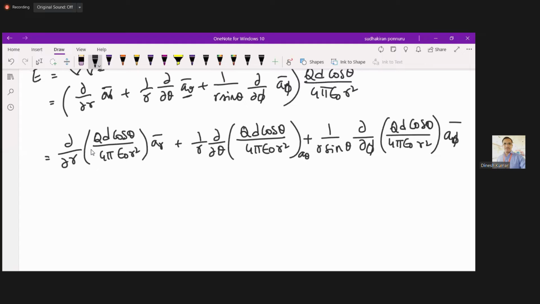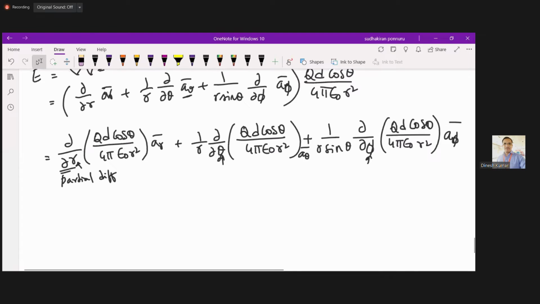Here we are doing dou by dou, which means partial differentiation. Whatever the variable is, here the variable is r, so the remaining terms become constant. Here the variable is theta, so the remaining terms become constant. Here we are differentiating with respect to phi, so the remaining terms become constant. So we are going to apply partial differentiation on this equation.